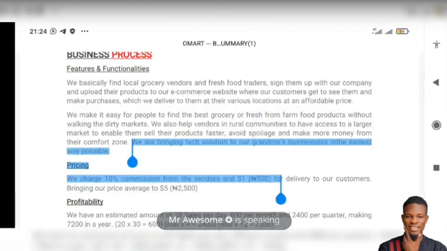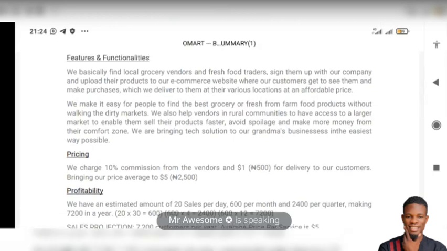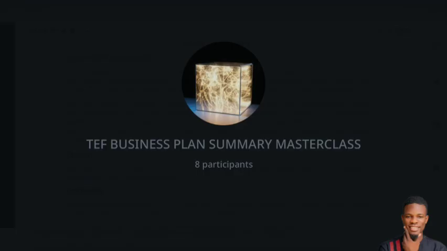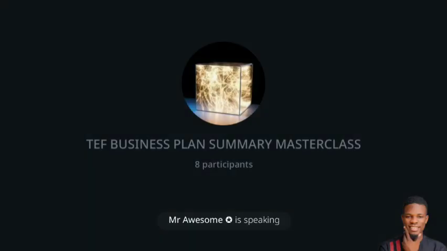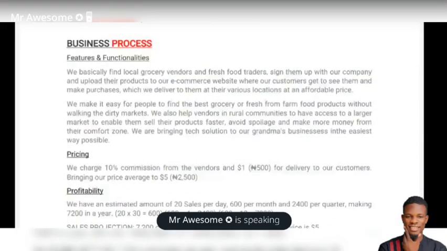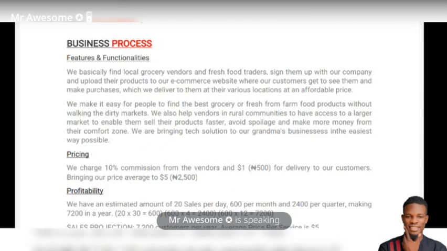Now, this is how we deliver our value. We make it easy for people to find the best fresh grocery and farm food products without walking through the dirty markets. We also help vendors in rural communities to have access to a larger market to enable them sell their products faster, avoid spoilage, and make money from their comfort zone. We are bringing tech solutions to our grandma's businesses in the easiest way possible. Okay, you saw how we did that. It was brief.